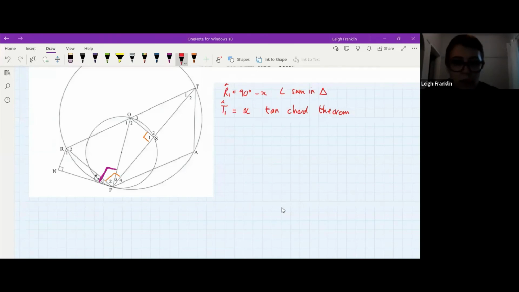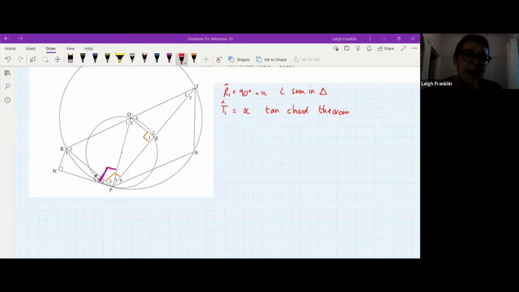Okay, so someone's raised a hand. Does somebody want to ask a question or say something? What's next, guys? Yes, Phil, go for it. Can't you say that P1 equals O1 because of the tan chord theorem, which O1 would equal X?